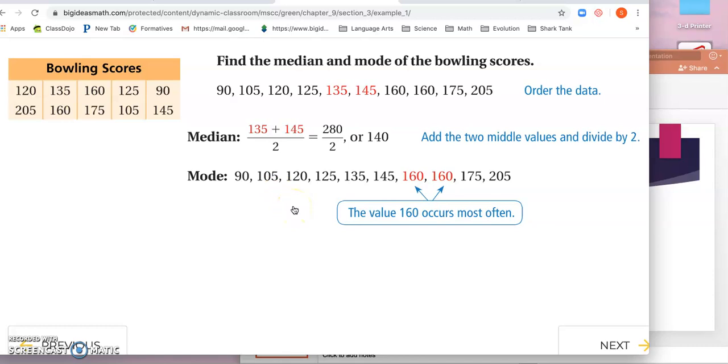Now, something that's not on the sheet that I'm going to ask you to do right now is the range. Remember we said the range is: you take the highest value and you subtract the lowest value. So I will give you some time to do that. Go ahead and press pause.